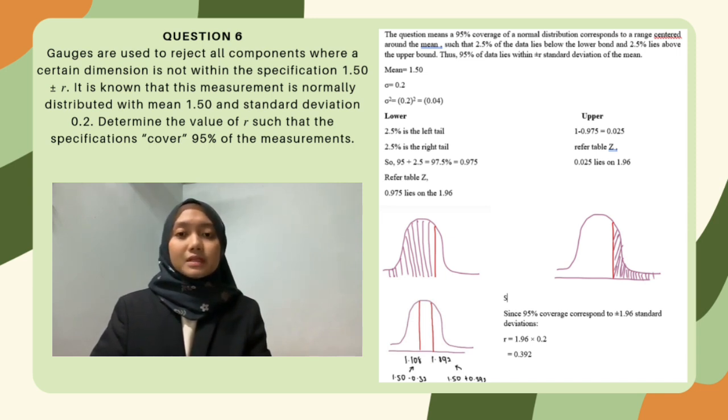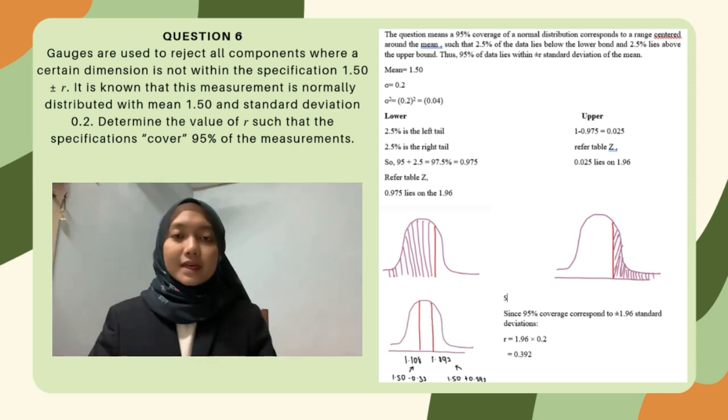This question means a 95% coverage of the normal distribution corresponds to a range centered around the mean such that 2.5% of the data lies below the lower bound and 2.5% lies above the upper bound. Thus, 95% of data lies within plus minus standard deviations of the mean. The mean is equal to 1.50, the standard deviation is equal to 0.2, the variance is equal to 0.04.